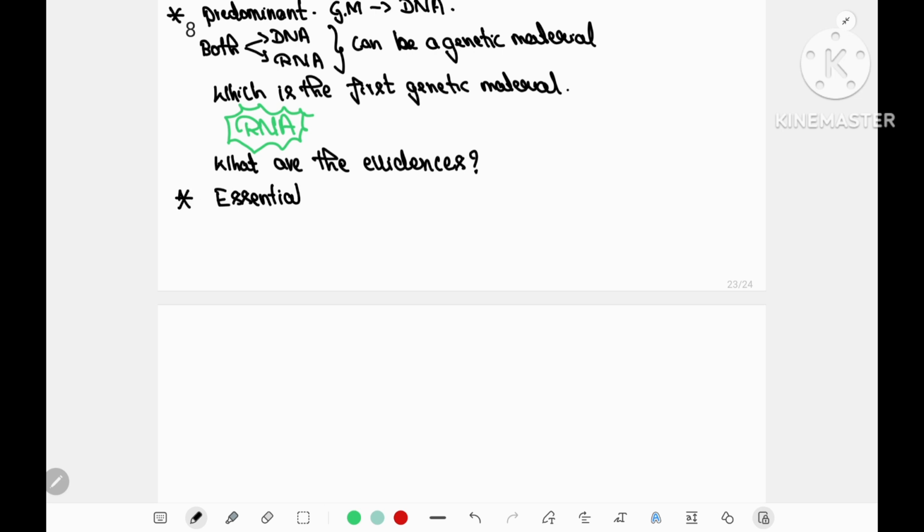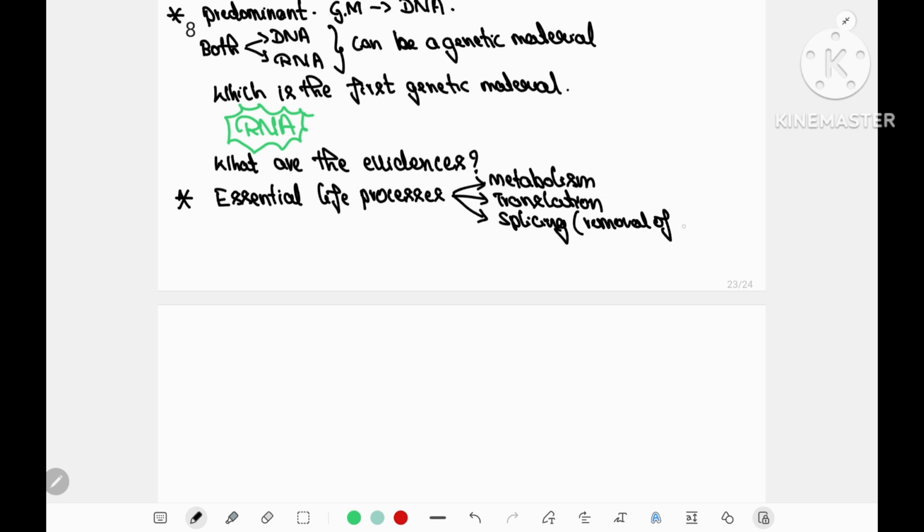First one, the essential life processes. The essential life processes include metabolism, translation, and splicing of RNA after the transcription process. Metabolism means the total number of chemical reactions taking place in a living cell. Translation is the synthesis of protein from mRNA. Splicing is the removal of introns and joining of exons, and we will be discussing that in detail when we come to the topic transcription in eukaryotes.